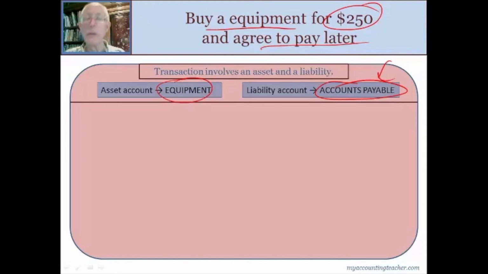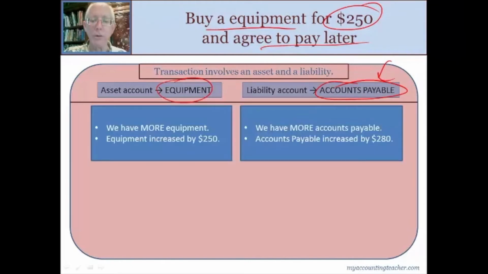All right. Did they go up or down? Well, we got more equipment. We bought it. We're going to start using it. So we got more equipment. And how much more? $250. Well, what else do we have? We have more accounts payable. We owe people more money. $250 in this case. So the three questions, what accounts are involved? Equipment and accounts payable. Up or down? Equipment went up. Accounts payable also went up. How much? $250. Let's convert that into debit and credit language.